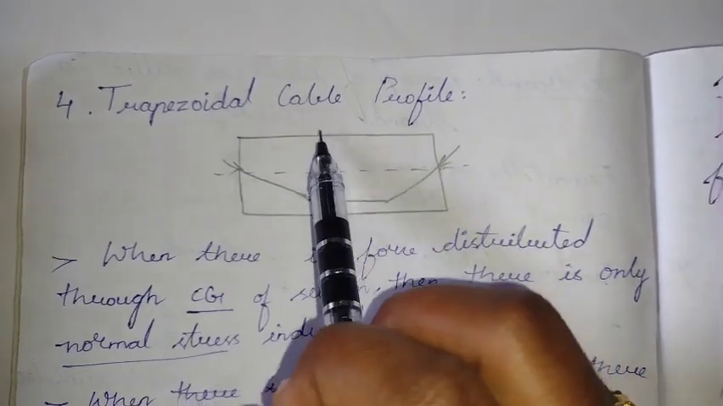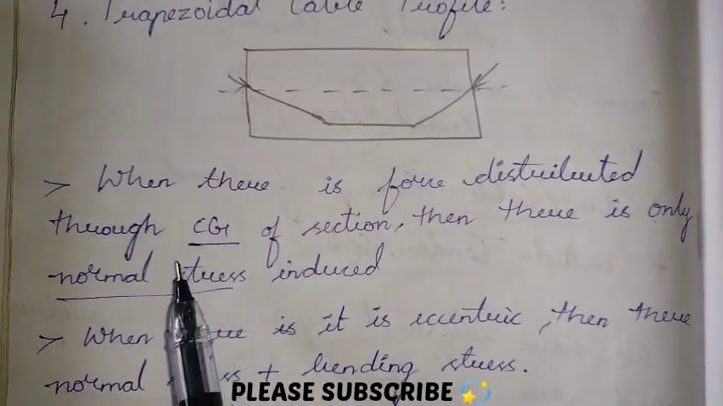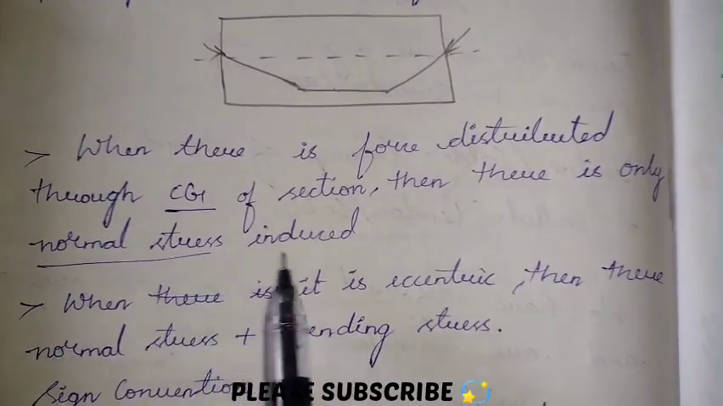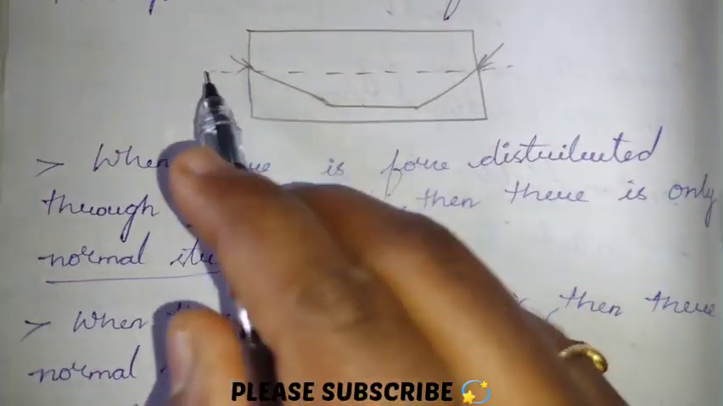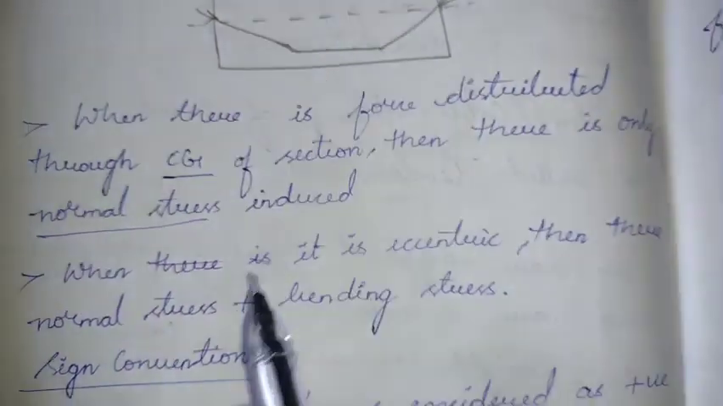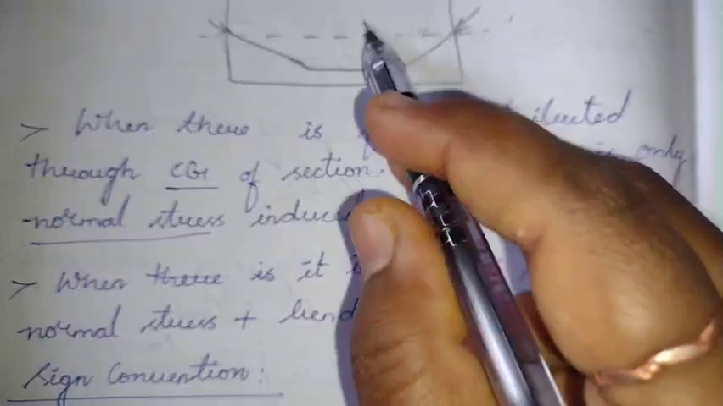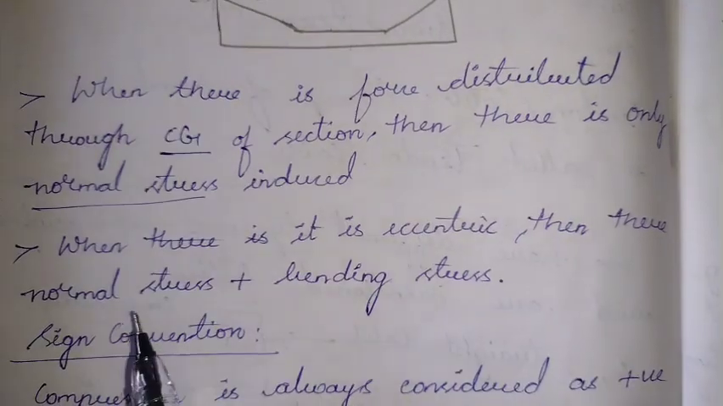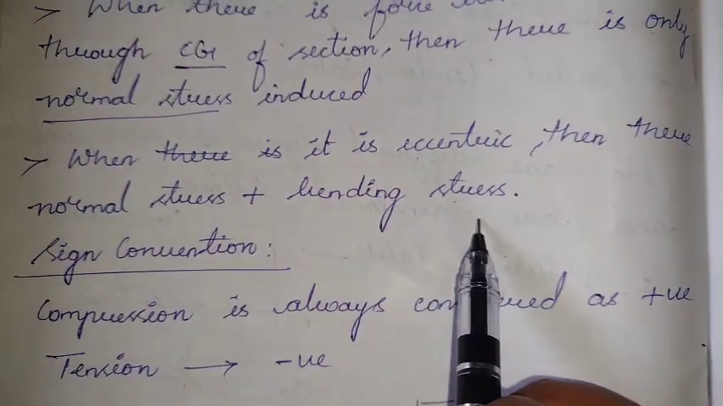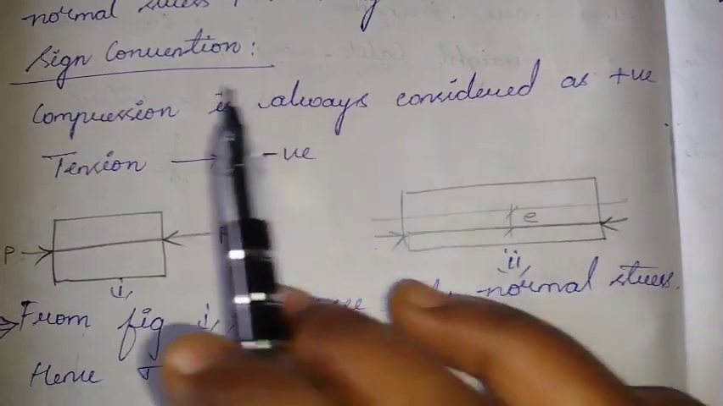Next we are having a trapezoidal cable profile. When the force is distributed through the CG, the center of gravity of the section, only normal stress is induced. Whenever the force is acting along the centroidal axis, there is only normal force. But whenever it is eccentric, because of the eccentricity of that load axis, there would be development of normal stresses, also the bending stresses.